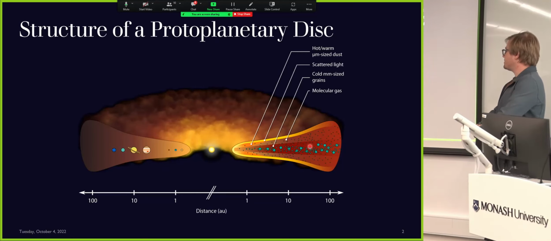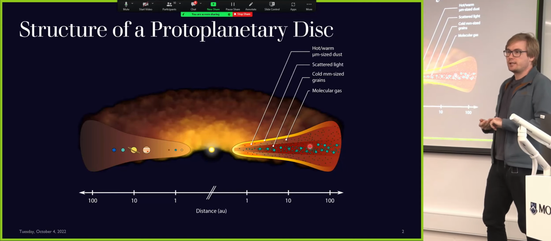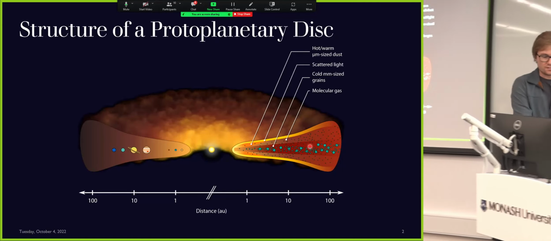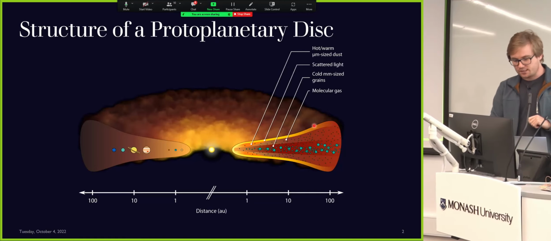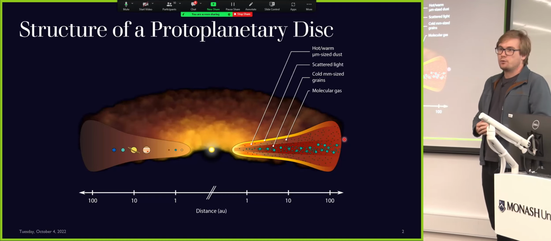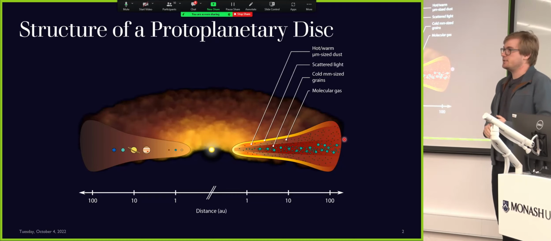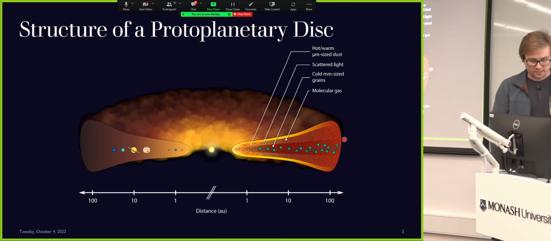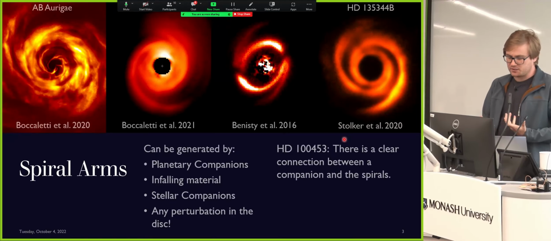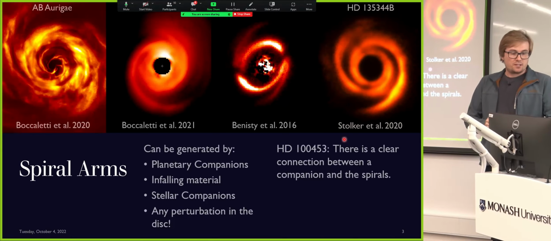So when we look at an image of a protoplanetary disk, if we look at, say, the near infrared, we're looking at this surface of the disk here. But if we use a millimeter interferometer like ALMA, we're probing the thermal emission from these millimeter dust grains in the midplane. So it's kind of important when you're looking at images of a disk and you see particular features.